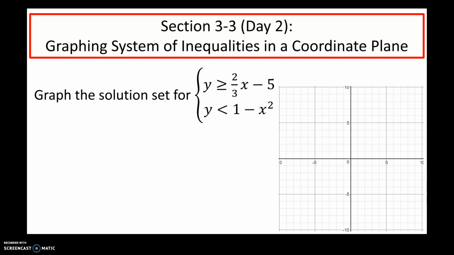Okay, so this is a short one, just 3 examples. So now we're going to graph systems of inequalities in a coordinate plane. So recall that a system is 2 or more equations. Okay, so we're graphing inequalities. So we have to consider our shaded region.